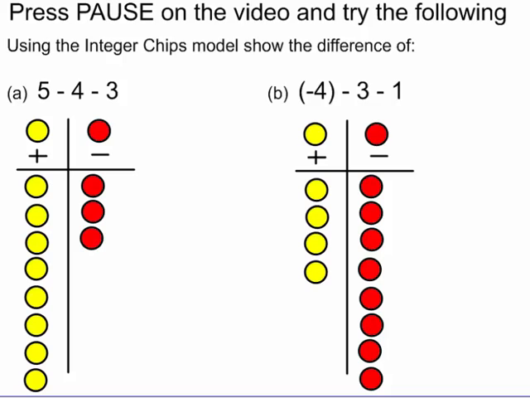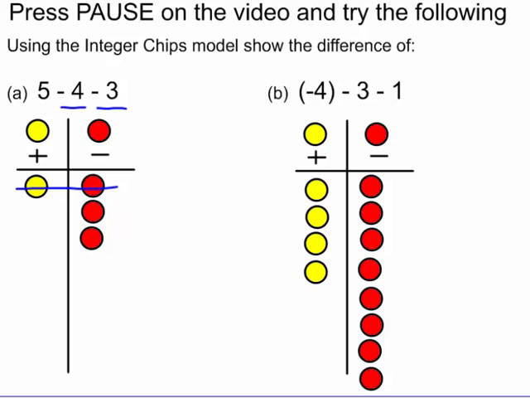Okay, welcome back. On the left-hand column, I have my 5 positive chips. Now I'm reading this as take away 4 positive chips and take away 3 positive chips. So if I highlight those 4 positive chips and hit delete, I highlight the next 3 positive chips and hit delete, this first pair of chips balances out, and I am left with a final value of negative 2.